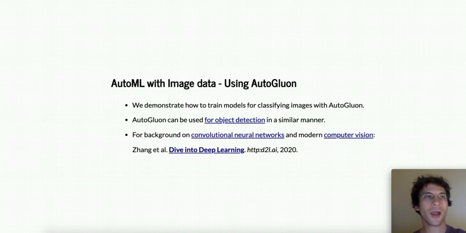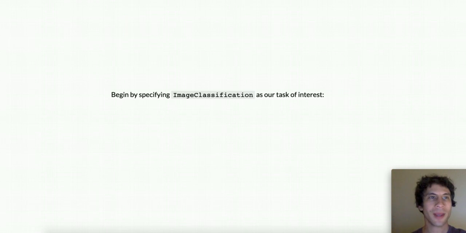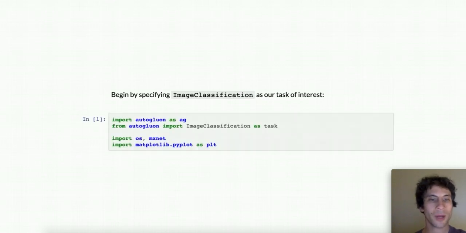Our tutorial will not dive into the technical details of convolutional neural networks and modern computer vision. For background on this, please study the linked textbook, Dive into Deep Learning, particularly chapters 6, 7, and 13, which provides a very comprehensive and accessible introduction. As for tabular data, AutoGluon will help you easily train models for these vision tasks with just a single call to fit. We begin by specifying image classification as our task of interest and importing AutoGluon.